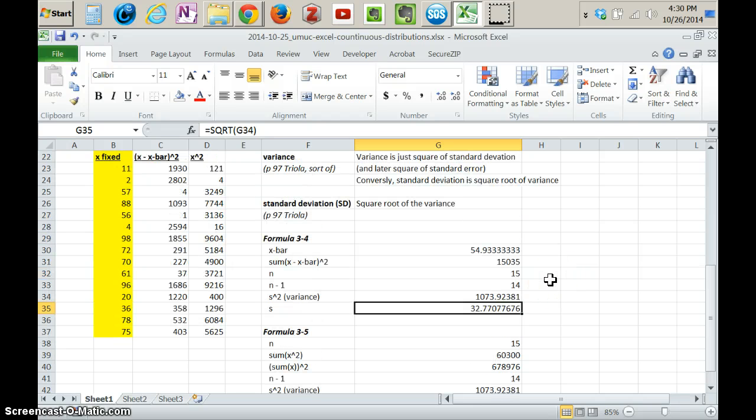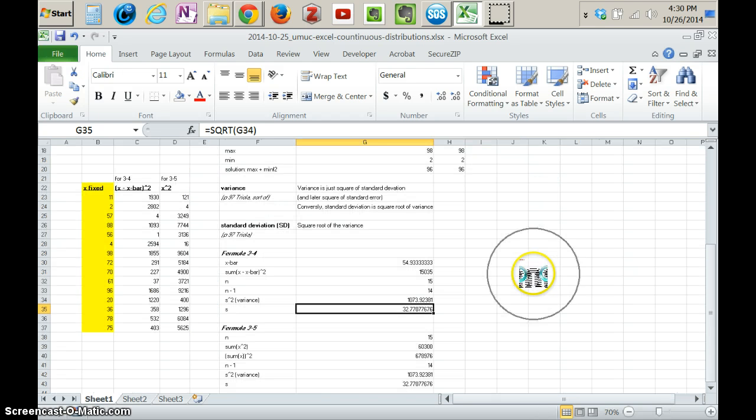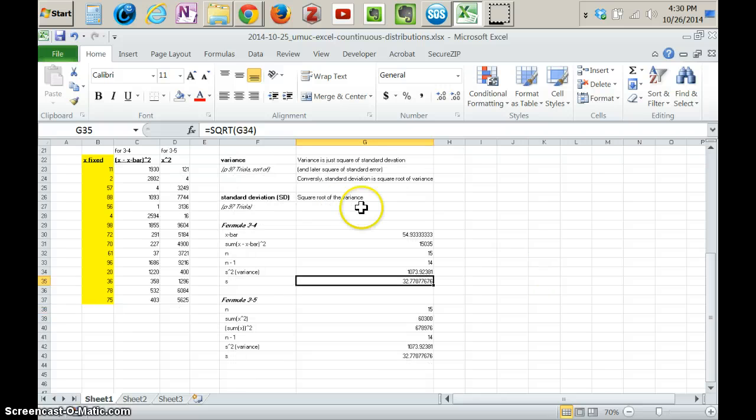We need a different piece of information here. I'll zoom out again so you can see them both together. For 3-5, we need, and again, we need the sum of the x squareds, and then we need the sum of x, that quantity, squared. Again, pay attention to the parentheses so you know what's getting squared where. We need n minus 1 again, and we're going to calculate the variance and then the standard deviation. And you can already see that we get the same result in both places.